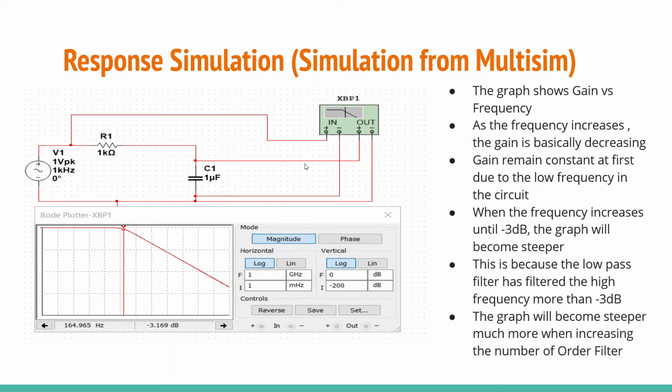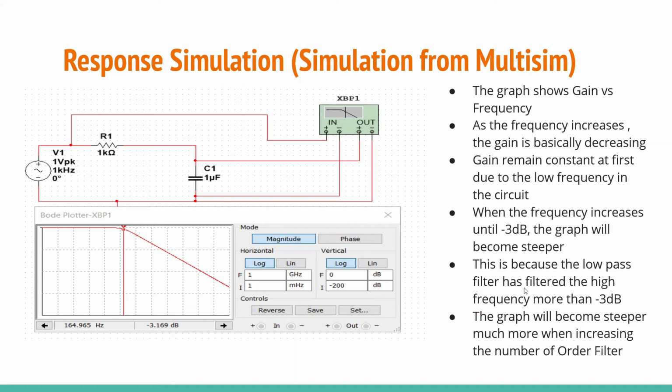For low frequency, we can see the gain is almost constant, and as the frequency increases, the gain decreases. When the frequency increases until negative 3 dB, the graph will become steeper. This is because the low-pass filter has filtered the high frequency beyond negative 3 dB. The graph will become much steeper when increasing the order of the filter.